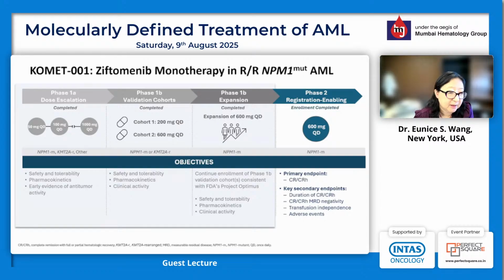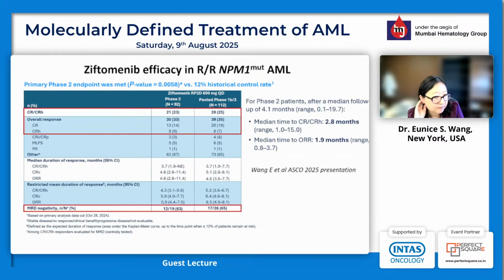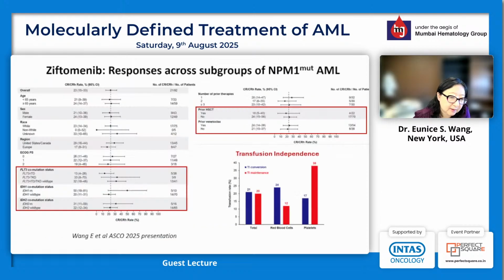The second menin inhibitor, ziftomenib, is up for FDA approval, so this is not yet approved, but up till now, ziftomenib has primarily been studied in patients with relapsed refractory NPM1 mutant disease. And again, in this phase 2 study at a dose of 600 milligrams, you can see that the CR/CRh rate was very similar to revumenib, about 23 to 25%, about 2/3 of patients being MRD negative.